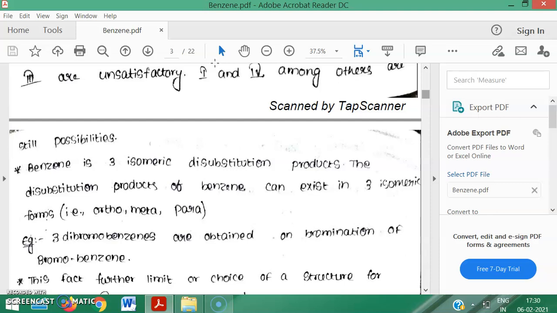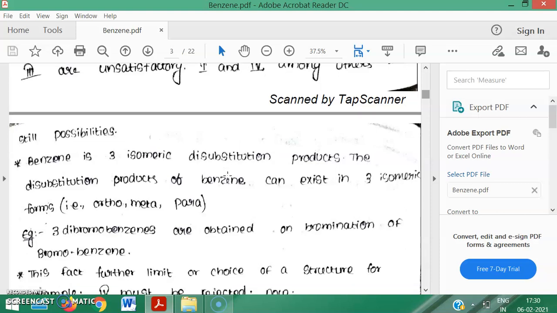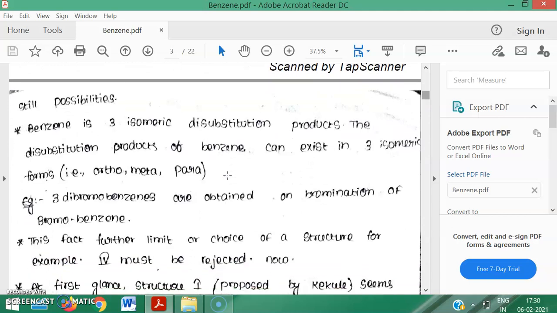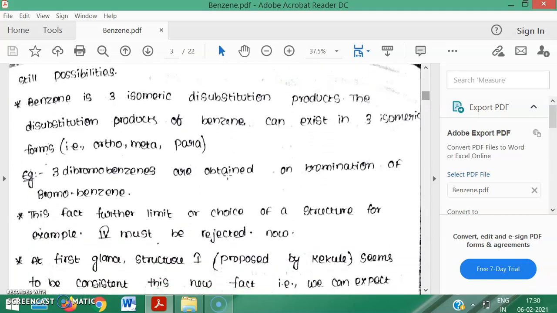1 and 4 give it because similar types of hydrogens are there. But we have to prove 1 is correct, and the fourth one should be rejected. How is it rejected? By the disubstitution reaction. First monosubstitution produces bromobenzene, and again substitution produces dibromobenzene. In this disubstitution it gives ortho, meta, and para disubstitution. This fact further limits the choice of structure. For example, 4 must be rejected now.